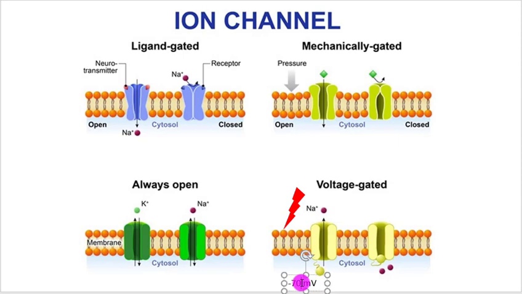So the question becomes, how much do I have to change? What if I'm at negative 65? In that situation, I've changed by 5 millivolts. Is that sufficient to open the doors? It's not. What if I changed a little bit more, to negative 60 millivolts? Is that sufficient to open the door? And the answer is still no.